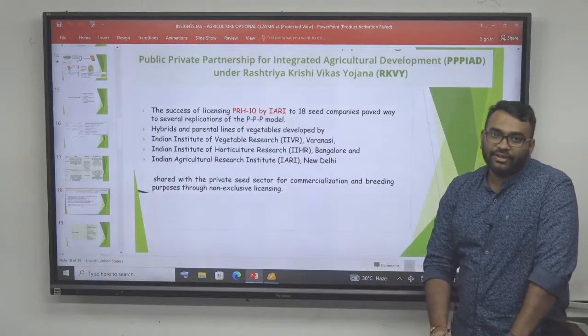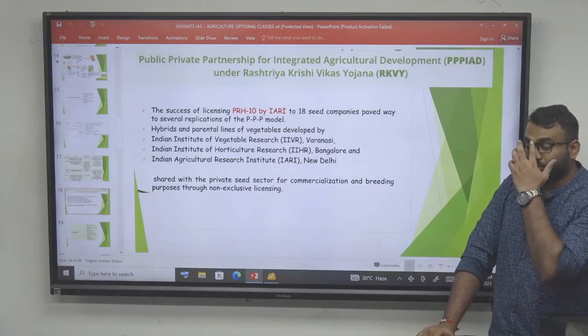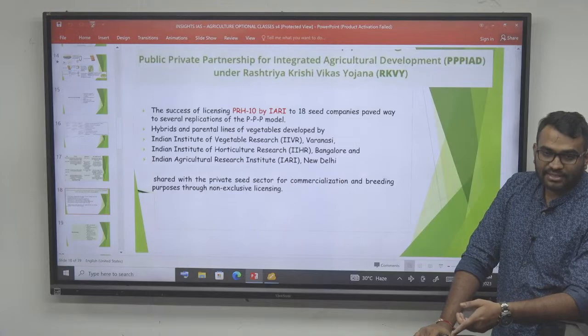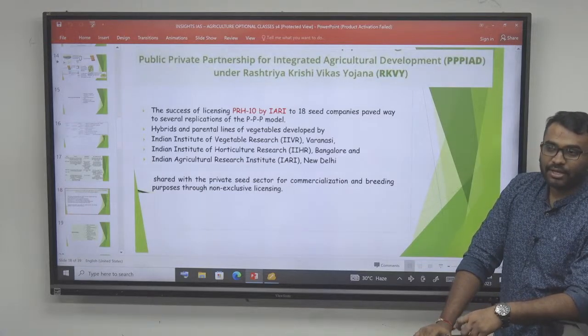PRS 10 is a variety developed by IARI, that is Indian Agriculture Research Institute. So this has been given to private people for licensing. So in other words, they have this access. Now they can mass multiply it, and they can go for commercial selling of it.